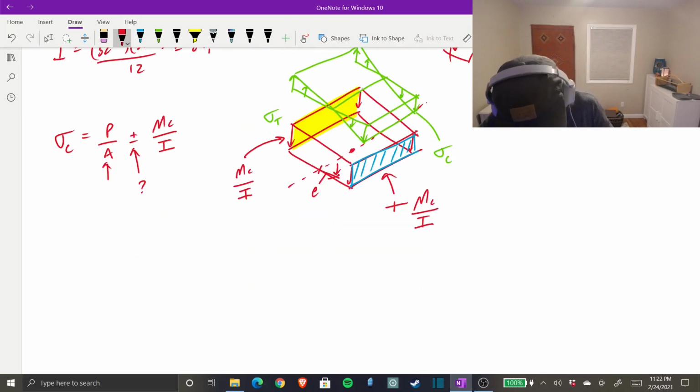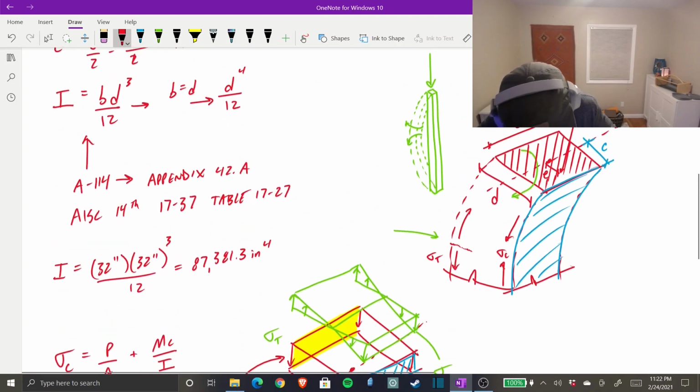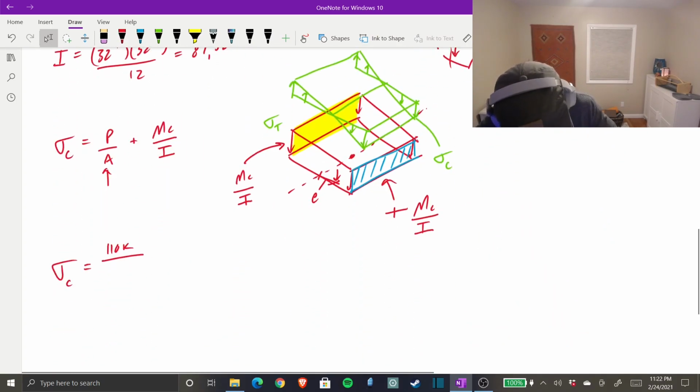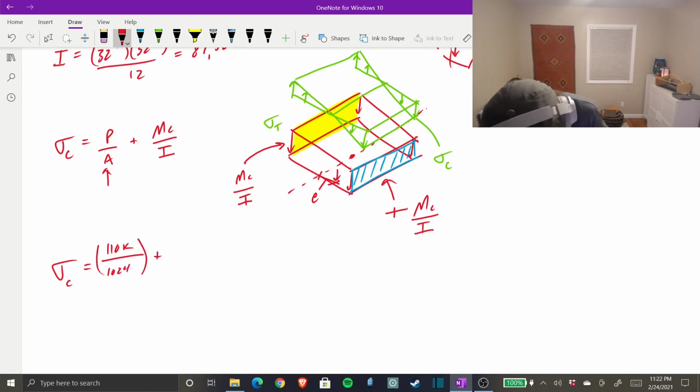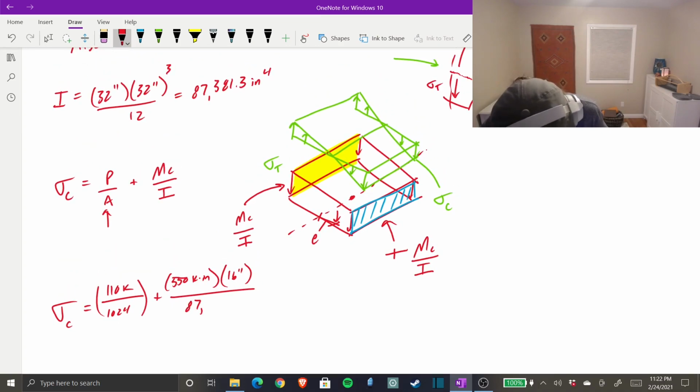That's the key here. So for our case, we no longer have a question mark. This is just going to be a plus. So compressive stress equals 110 kips divided by area, which is 1,024 inches squared, plus M, which is 550 kip-inch. C is 16 inches, divided by I, which is the crazy one. What was it? 87,381.3 inches to the fourth. All of that is going to equal 0.2 kips per inch squared.